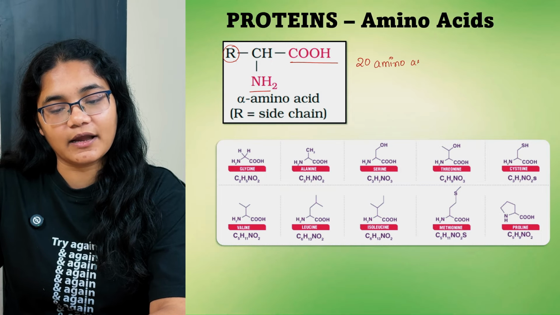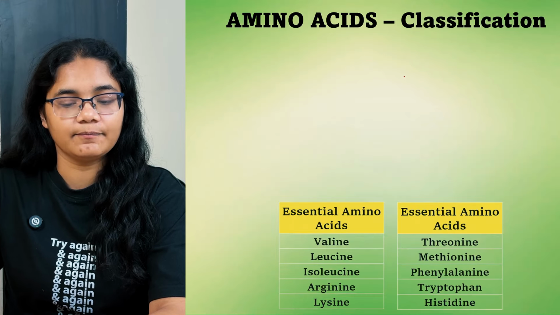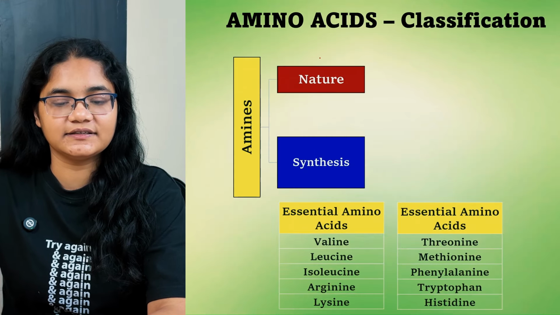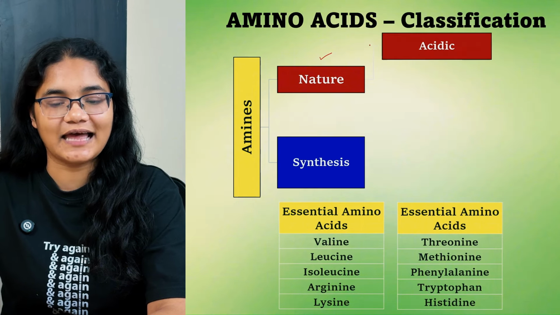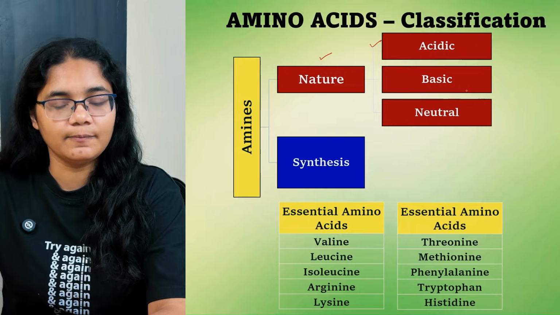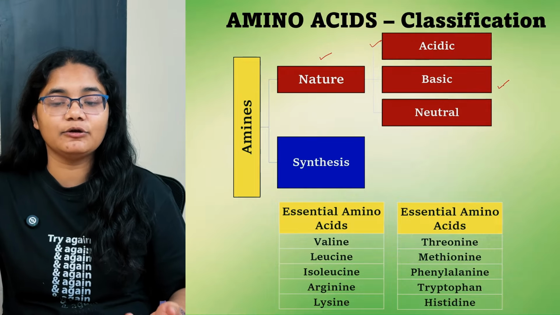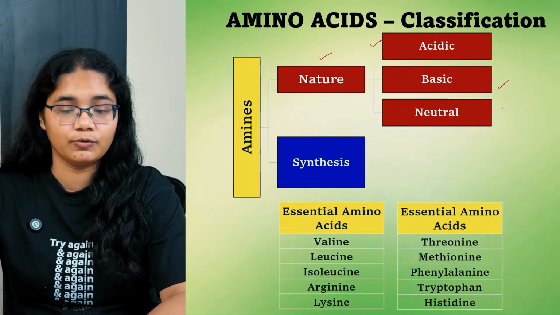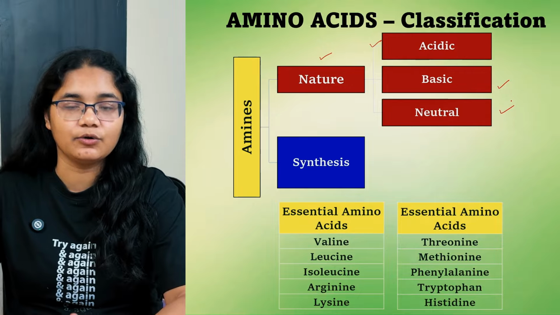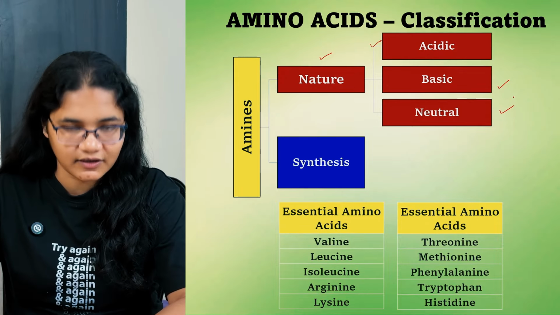So how are these amino acids classified? Let's see that. The classification of amino acids is first on the basis of their nature, meaning acidic, basic, and neutral. Acidic amino acids means you have more than one COOH group, basic amino acids means you have more than one NH2 group, and neutral means you have one amino and one COOH group.